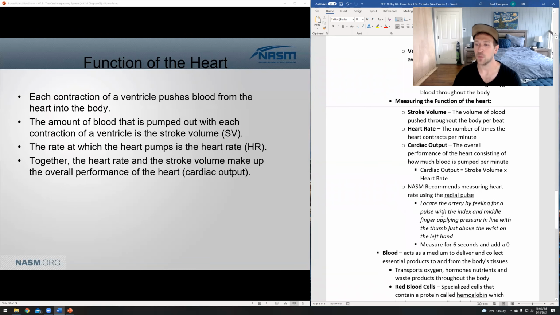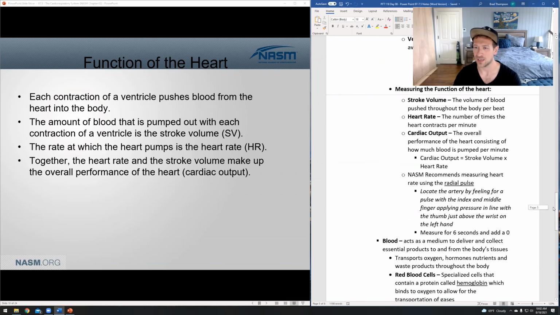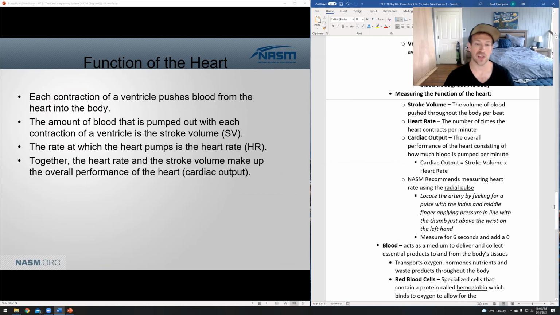So if we are measuring how well this is working, just like we talked about yesterday, we are going to measure the function of your heart in 2 ways. We're going to measure how much blood is ejected from your heart per beat and how many times your heart can beat per minute. The amount of blood that your heart can pump per beat is known as your stroke volume. That is the volume of blood pushed through your body every time your heart squeezes. Your heart rate is how often that is happening.